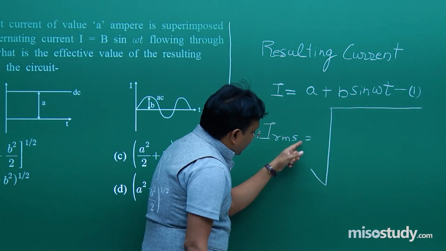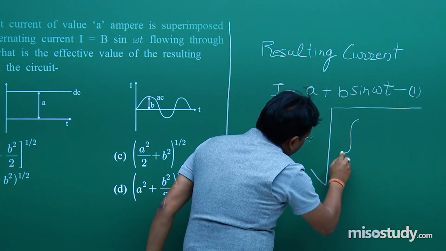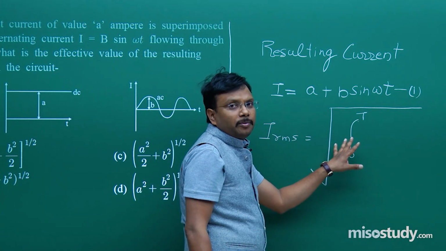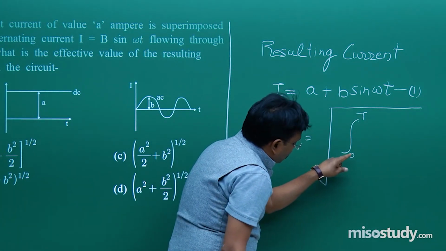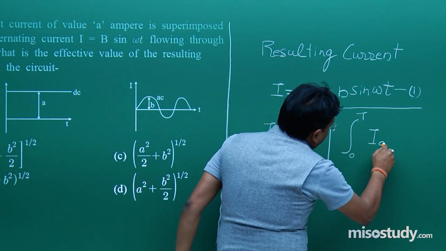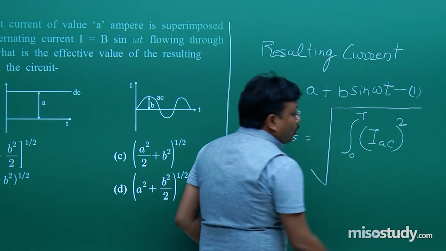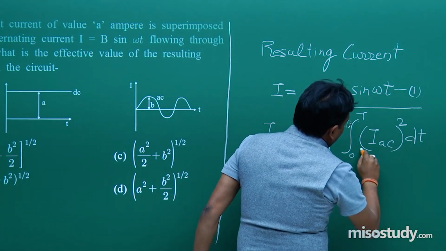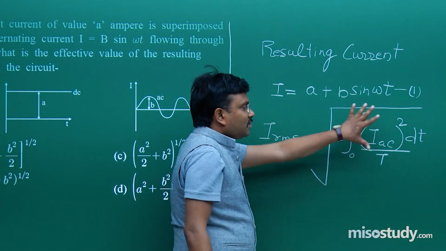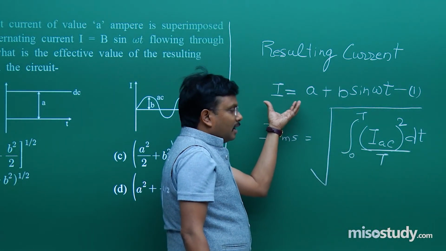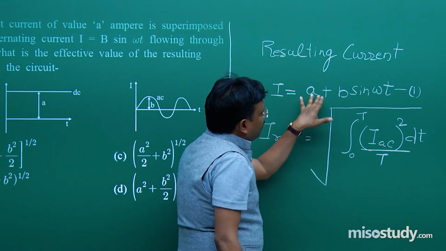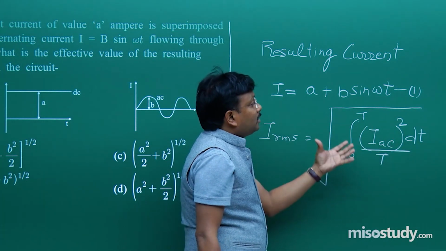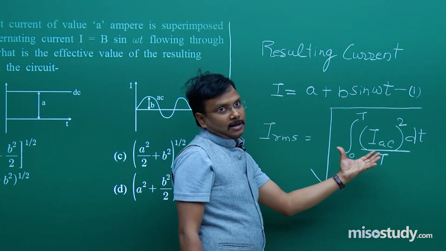So IRMS is equal to this much, that is, the integral from 0 to T, the general expression I am writing, and I hope it is not going to be difficult for you to understand. So, 0 to T, I AC whole square, into dt upon capital T. Basically this is the expression. I AC is this resultant current. So A plus B sin omega t you have to put under this bracket, and then you have to solve and integrate it.